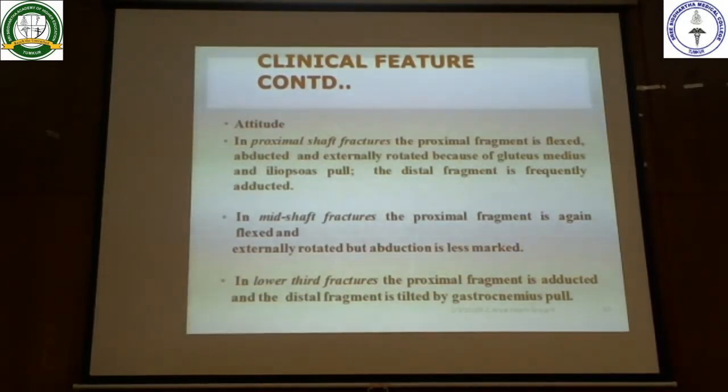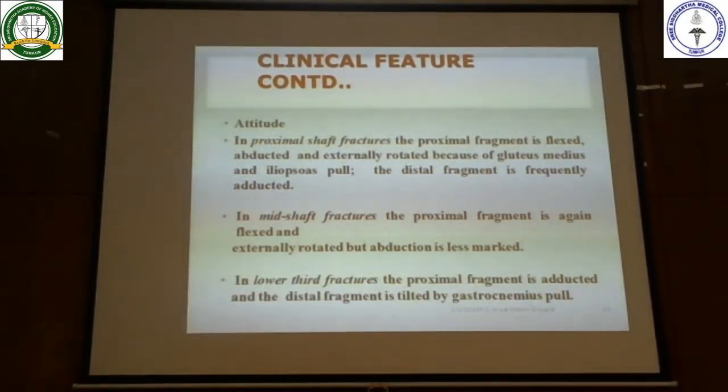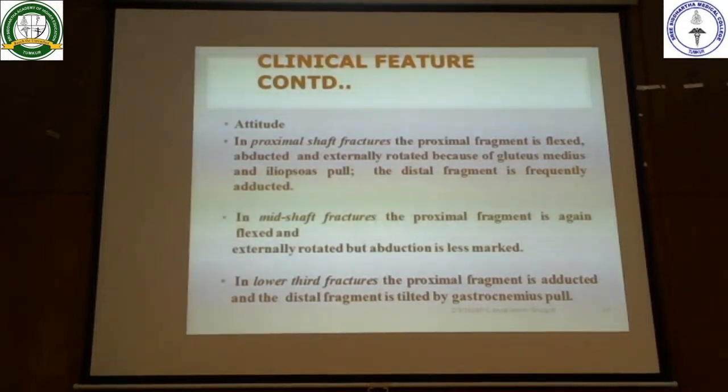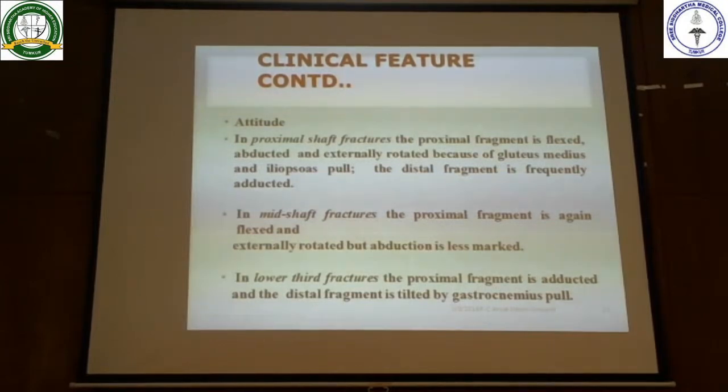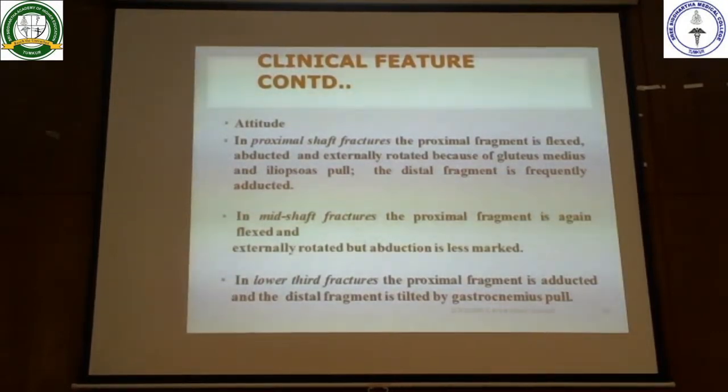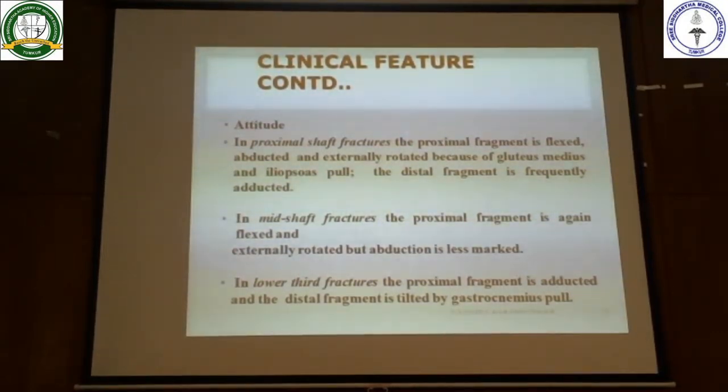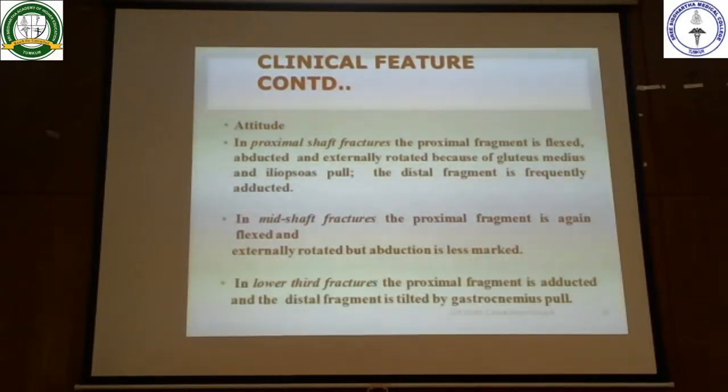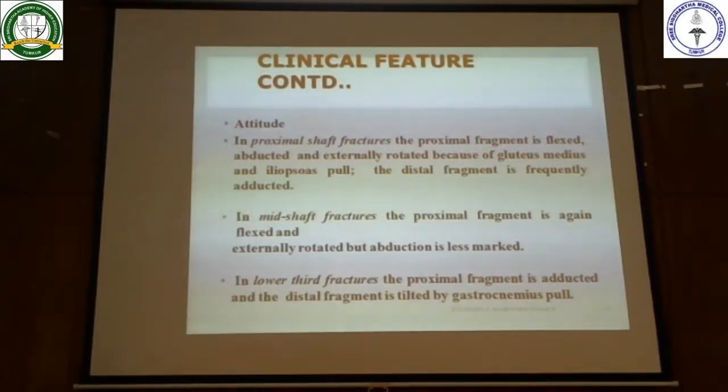Whereas in mid-shaft fractures, the proximal fragment is flexed and externally rotated, but the abduction is less marked. Whereas in lower third fractures, the proximal fragment is adducted, so you can see the difference there. And the distal fragment is tilted by the gastrocnemius pull. We need to go into detail in anatomy there, but you can just remember these points, and why the attitude of the limb becomes important.